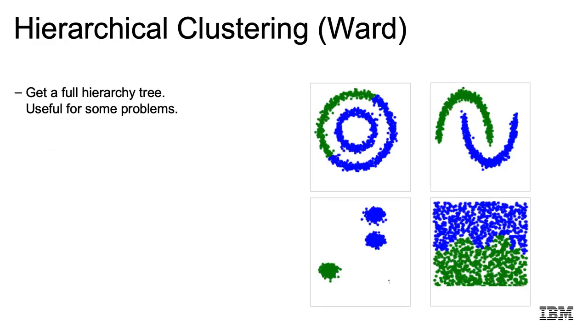Now we move to hierarchical clustering, here with Ward. And the strength of hierarchical clustering really comes into play when we want to get a full hierarchy tree and see how some groups may be subgroups of others.